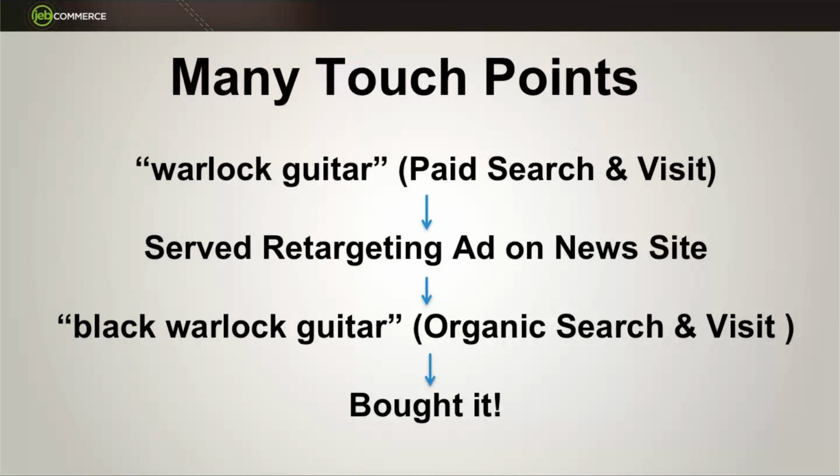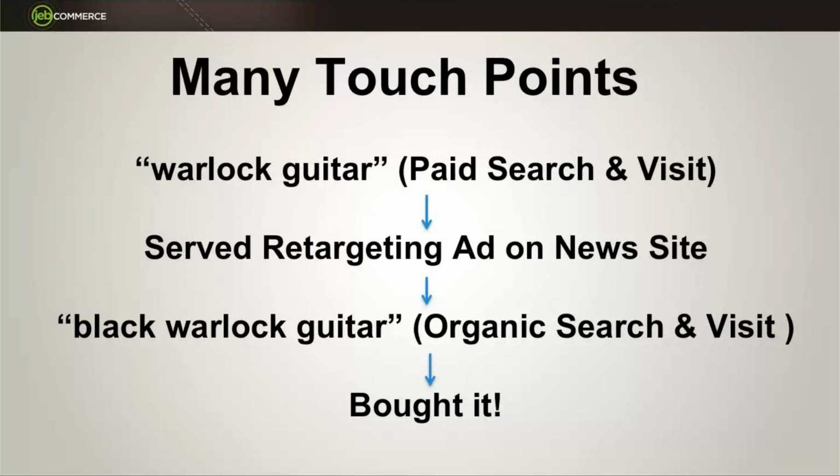A week or two later, I'm thinking, okay, you know what? I'm ready to make a purchase. I know exactly what I want. I don't remember the name of that guy, Musician's something, I don't know. I'm just going to look up this kind of guitar in Google. So I look up Black Warlock guitar, and among the top results is the site Musician's Friend, that I recognize now because I was recently reminded of it with the retargeting.